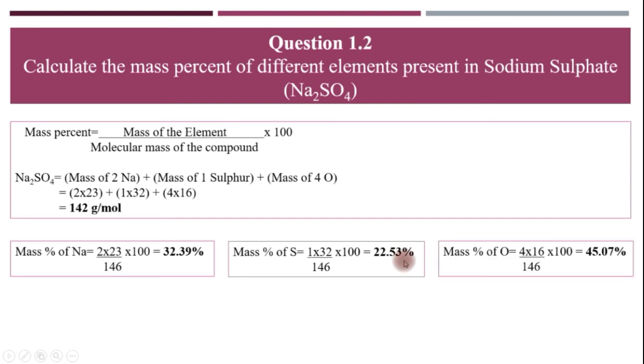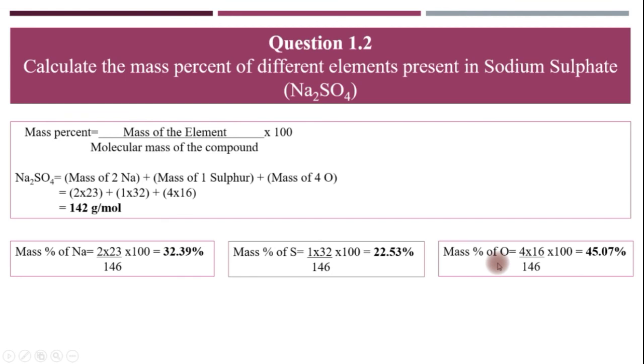The last one is mass percent of oxygen. According to the formula, we have 4 atoms of oxygen into 16, which is the atomic mass of oxygen, divided by molar mass of sodium sulphate into 100 will give us 45.07%, which is the mass percent of oxygen in the compound.